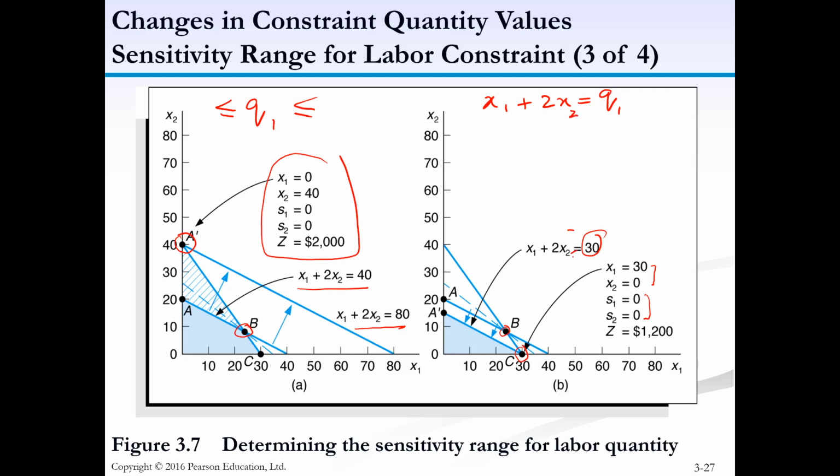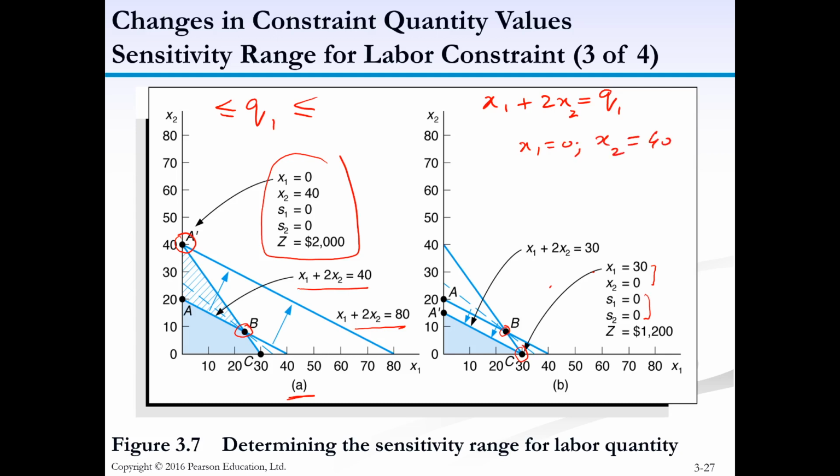All right. What we are looking for now is how much Q1 we can change. We have seen that as we move away from the origin, as shown in figure A, the point B has shifted to A prime, where the new coordinates are x1 is equal to 0, x2 is equal to 40.